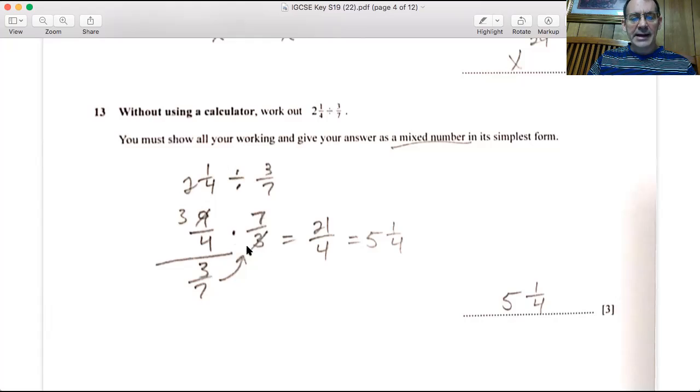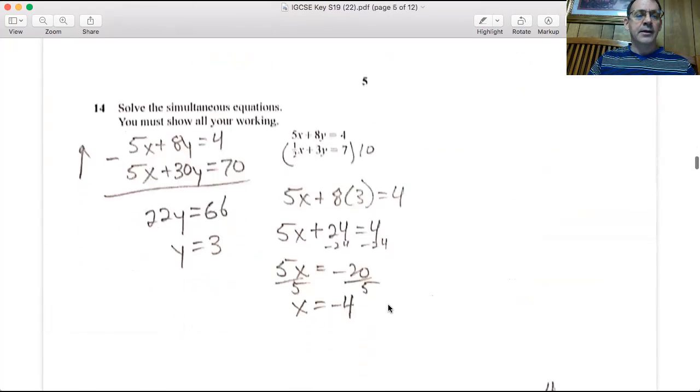And the 3 and the 9 cancel, giving us a 3 on top. 3 times 7 is 21. And all we have left on the bottom is the 4. So it's 21/4. It wants our answer as a mixed number in simplest form. Well, 21/4 is already simplified, and so now we need to change it to a mixed number. 4 goes into 21 5 times with 1 left over, so 5 and 1/4 is our mixed number.